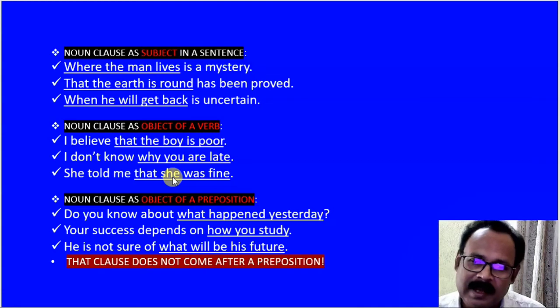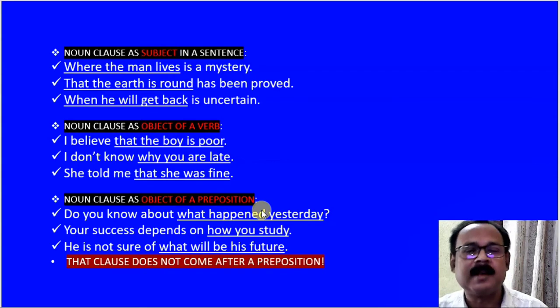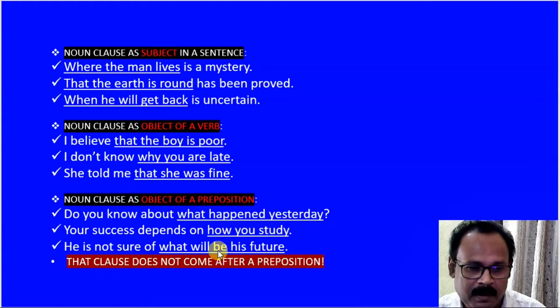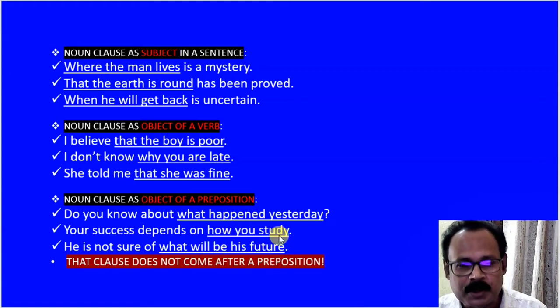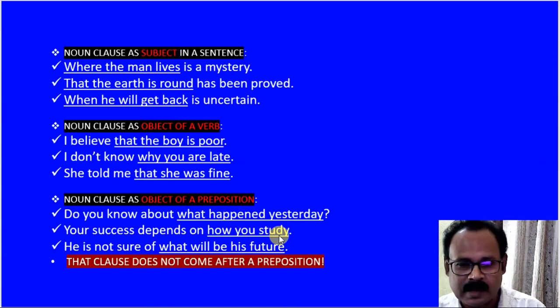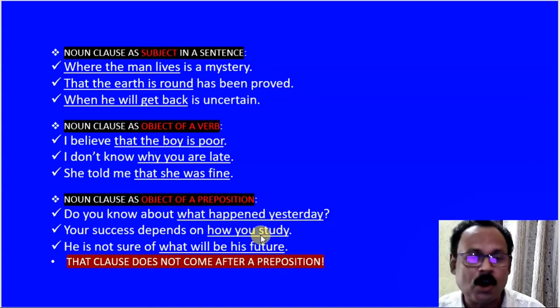All right. Next, we will see how the noun clause works as object of a preposition. Noun clause works as the object of prepositions. Do you know about what happened yesterday? Look at the noun clause here. What happened yesterday? So, this noun clause works as the object of the preposition about. In the second example, your success depends on how you study. The noun clause is how you study, and this works as the object of the preposition on.